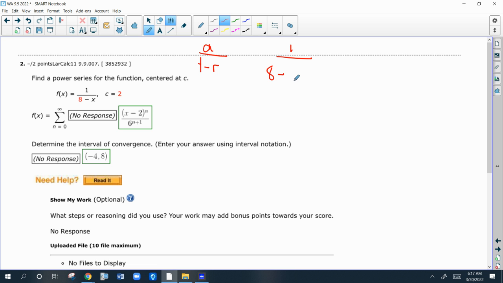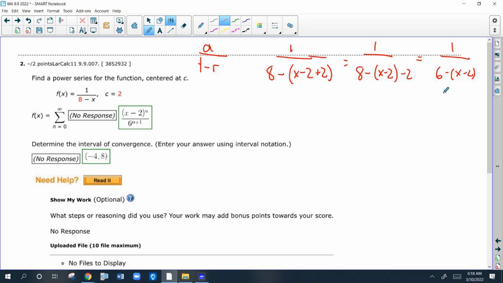But the thing is, I need this whole series to be centered at 2, so I need an x minus 2 in there. So now I'm going to add my 2. I'm going to distribute that negative, but I'm going to do it to the x minus 2 as a quantity, and then to this minus 2. So I will have 1 over 6 minus x minus 2.